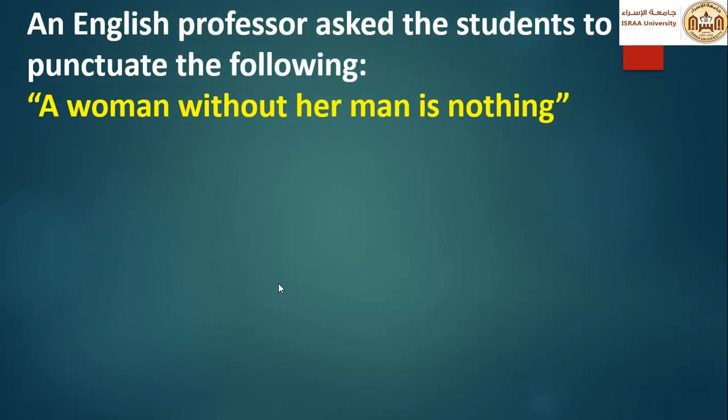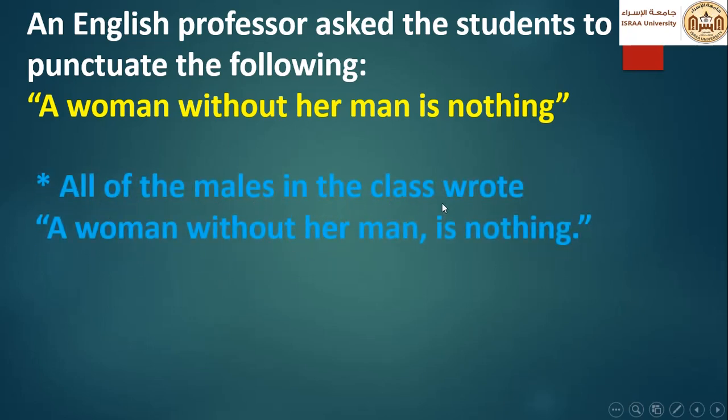Look here. An English professor asked the students to punctuate the following: a woman without her man is nothing. There are no punctuation marks, no commas between the words. I want you now to stop this video. Try to think. How can you punctuate this sentence? Where can you add a comma, for example? Okay, let's see your answers, and you can see the other answers and differentiate between them.